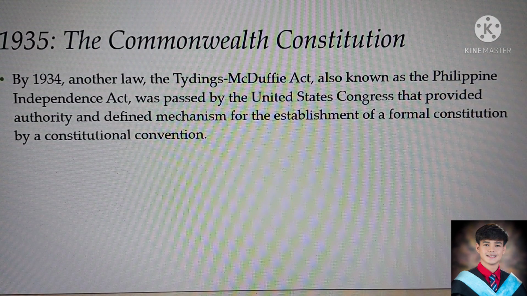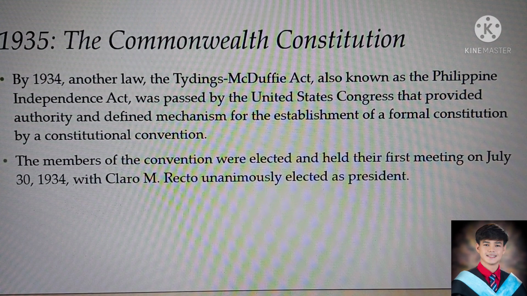By 1934, another law, the Tydings-McDuffie Act, also known as the Philippine Independence Act, was passed by the United States Congress that provided authority and defined the mechanism for the establishment of a formal constitution by the Constitutional Convention. So ito yung tinatawag nilang CONCON. The members of the convention were elected and held their first meeting on July 30, 1934, with Claro M. Recto unanimously elected as president.